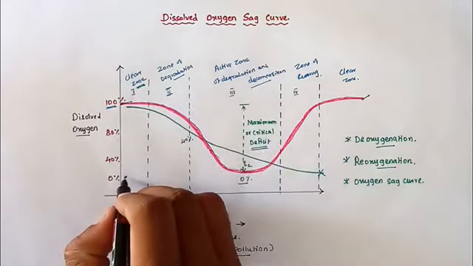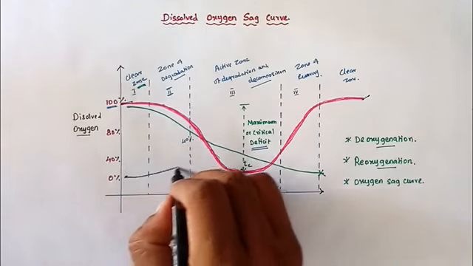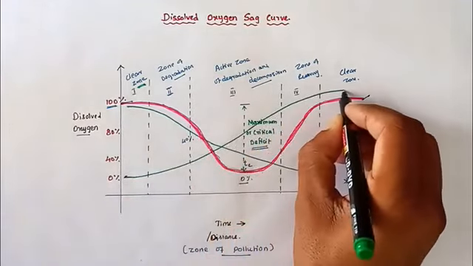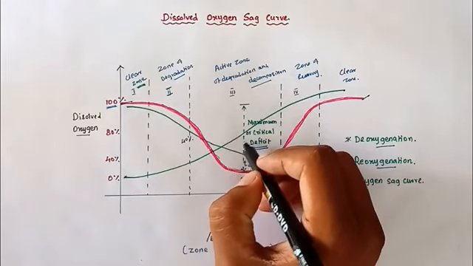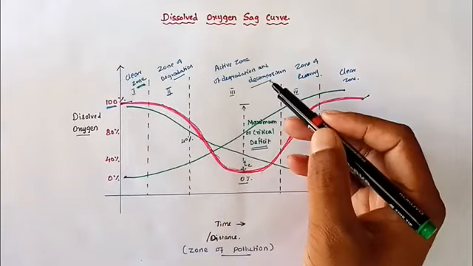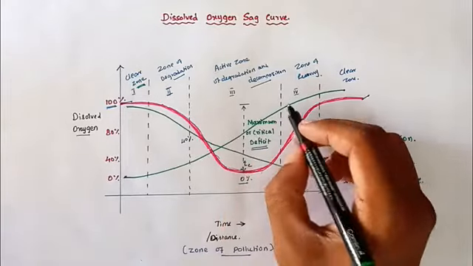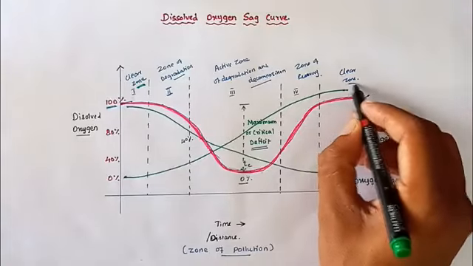The reoxygenation is very minimum at the starting level, and at the final level the reoxygenation will be maximum, because here in the critical part the oxygen level is very low in the river water. So the oxygen is added from the atmosphere, which is reoxygenation. The reoxygenation is 100% in the clear zone.